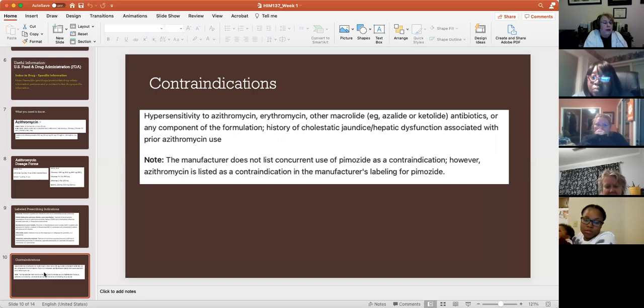Who would know you can't have erythromycin if you have a history? That means I had it once before. I don't have it now, but I had it once before. Okay. Hepatic dysfunction. Anybody tell me what that is? Liver failure. Very good. Very good.